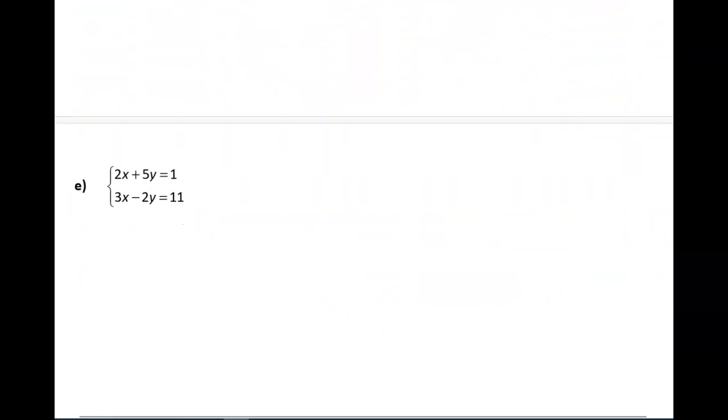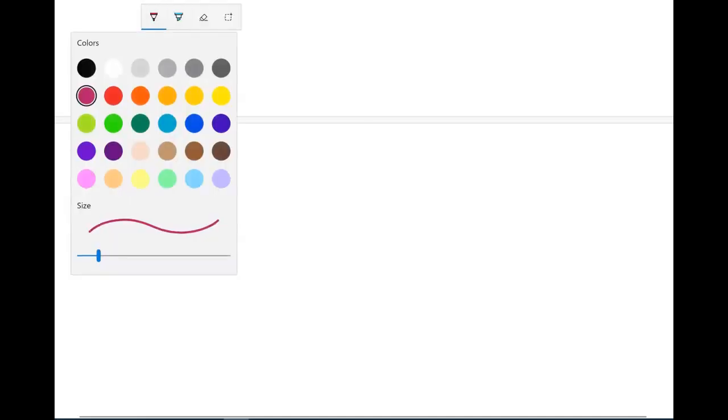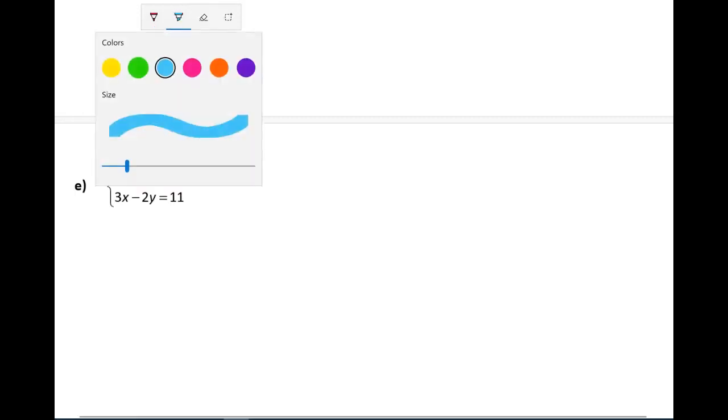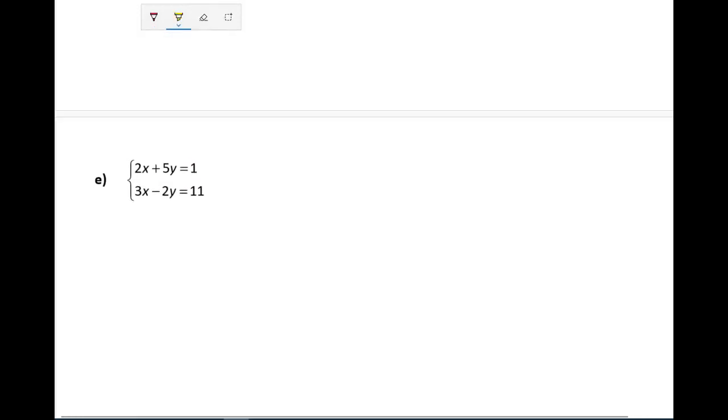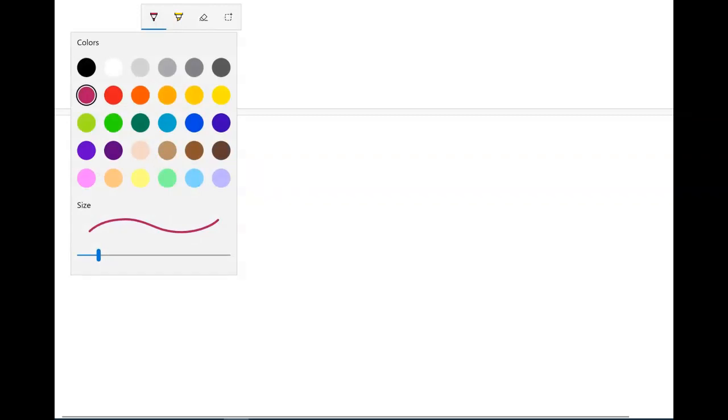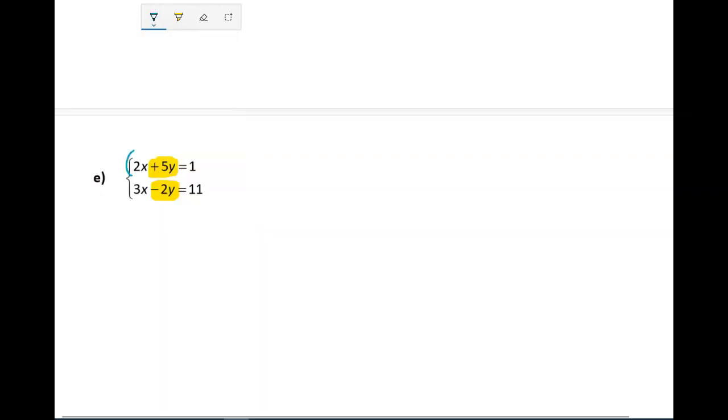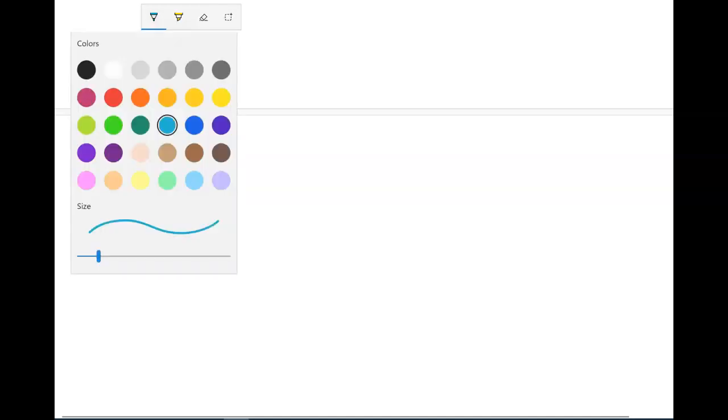All right, let's check out another. This one adds another level of complication. We can't just multiply one by a negative, but you might notice that our y coefficients are already opposite in sign, one's plus, one's minus. So we might think about the least common multiple of 5 and 2, which is 10. So we're going to multiply equation 1 by 2 to get that least common multiple, and the second equation by 5 to get that same least common multiple.